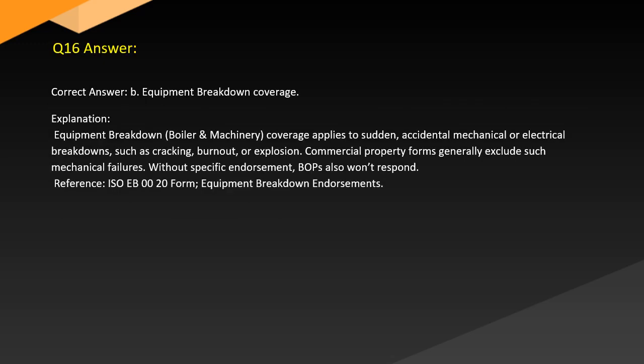Answer. Correct answer: B. Equipment breakdown coverage. Explanation. Equipment breakdown, boiler and machinery coverage applies to sudden accidental mechanical or electrical breakdowns, such as cracking, burnout, or explosion. Commercial property forms generally exclude such mechanical failures. Without specific endorsement, BOPs also won't respond. Reference ISO EBA 020 form. Equipment breakdown endorsements.